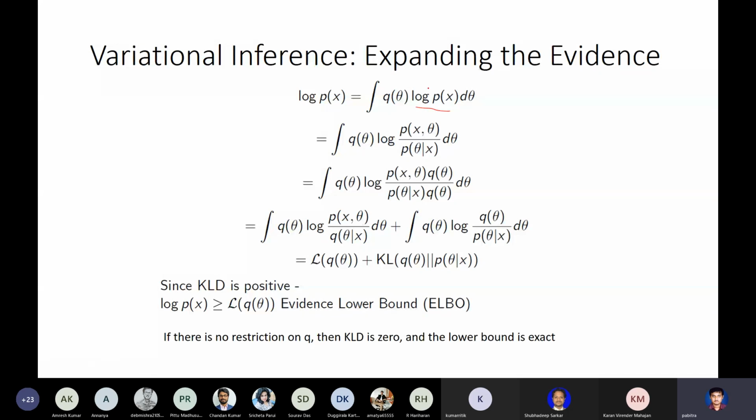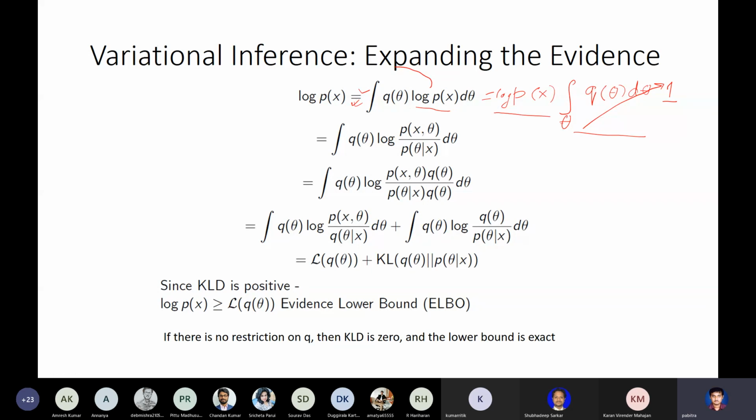If I bring it out of the integration, this basically becomes log of p(x) times the integral of q(theta) d theta over theta, and q is a distribution, so this integral is basically 1. So all I am doing is multiplying log of p(x) by 1, which is log of p(x). That's what establishes this equality.